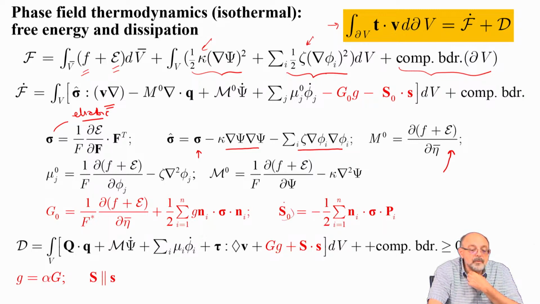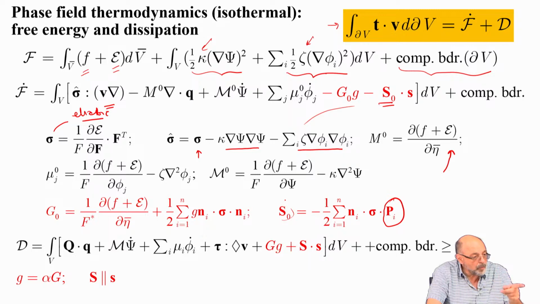My slip will have a power conjugate, or energy conjugate, S naught, which is just a resolved shear stress, but it is resolved to the plane, and it's a vector, right? It's not resolved to a particular direction. It's a shear stress vector in a plane.